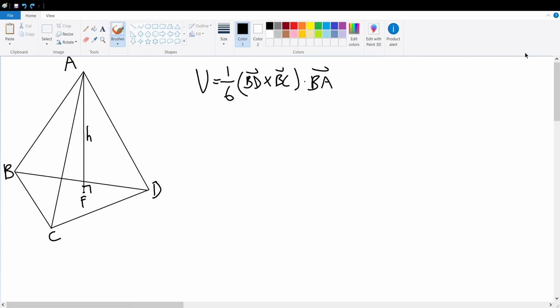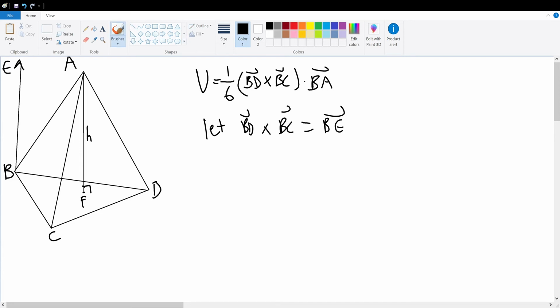Today we're going to be proving the volume for any tetrahedron within 3 dimensions to be 1/6 multiplied by (BD vector cross BC vector) dot BA vector. In general terms, the volume is equal to 1/3 times the tetrahedron's base area times its height. We can start off by letting BD vector cross BC vector give us BE vector, which will start at point B and end at point E, and is perpendicular to the two vectors BD and BC respectively.